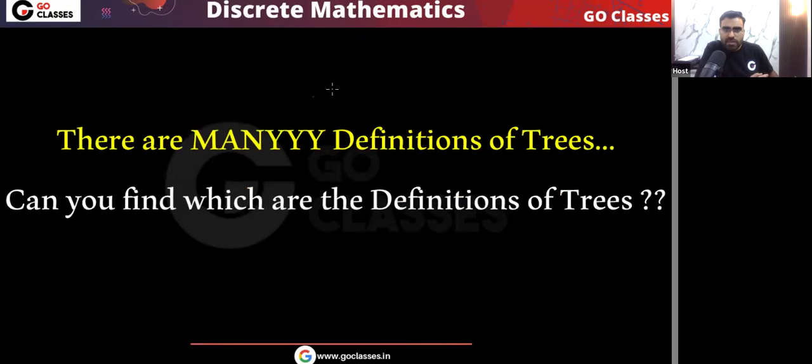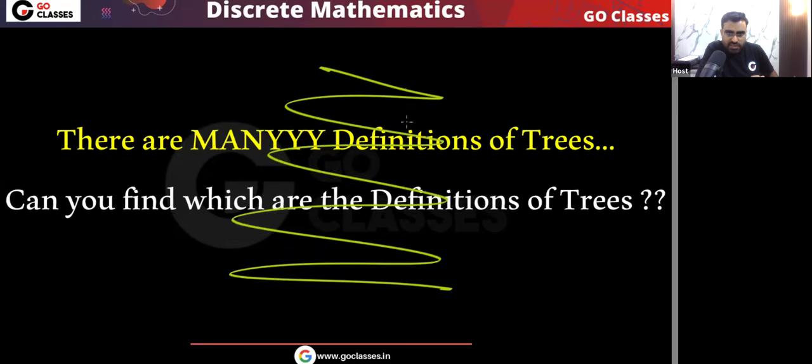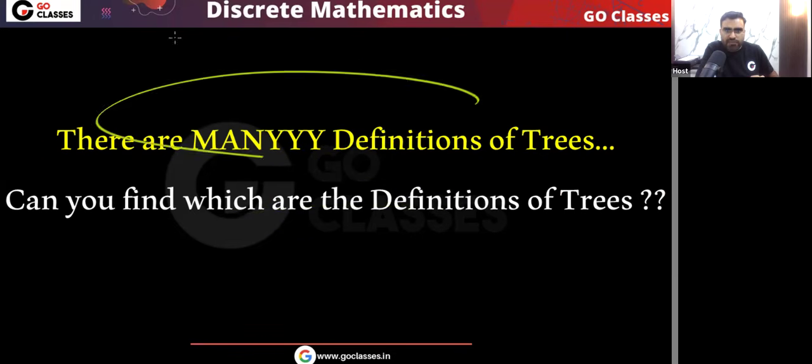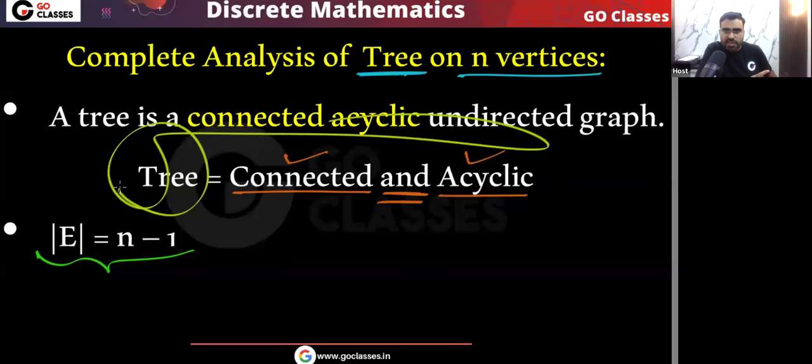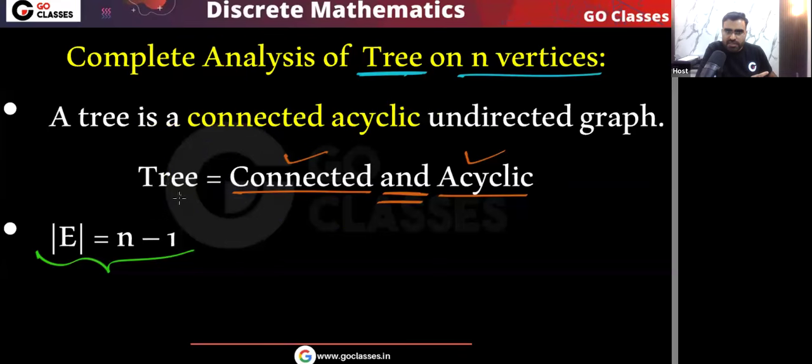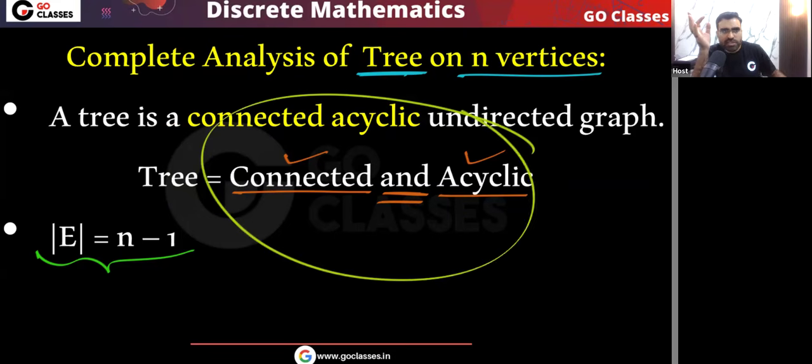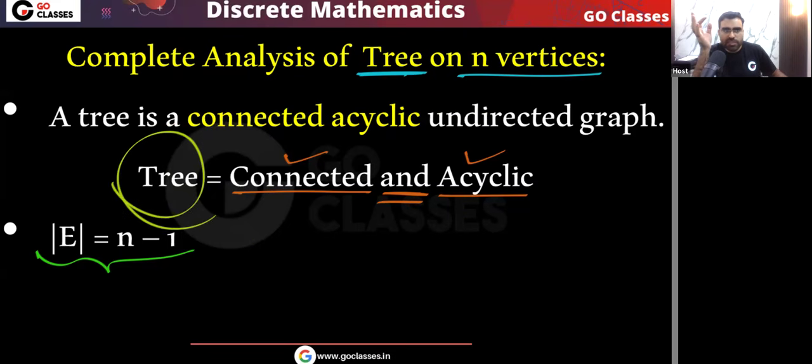Now let me tell you, there are many definitions of trees. In the GATE exam, they can give you different definitions and ask you, is this a definition of tree, or is this not a definition of tree? So far we have seen one definition, that a tree is a connected acyclic graph. Whenever a graph is connected and acyclic, if these two properties are satisfied, then definitely it will be a tree.